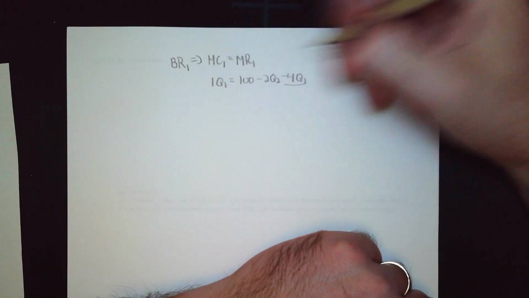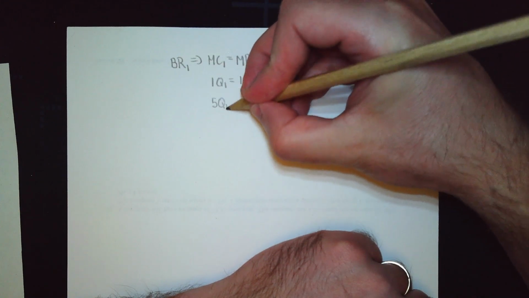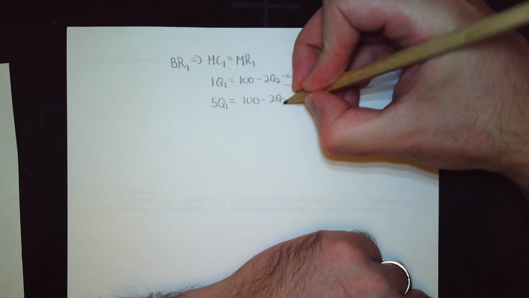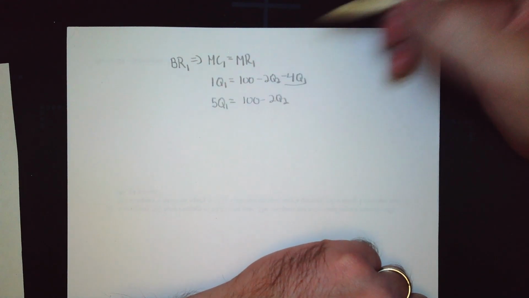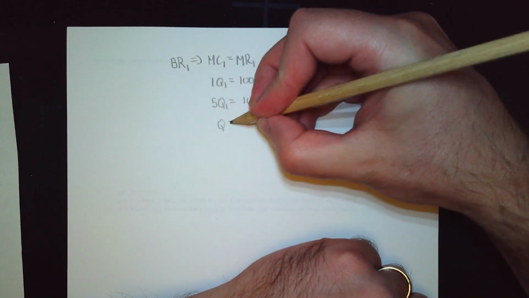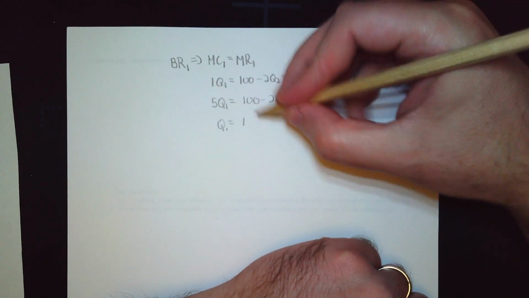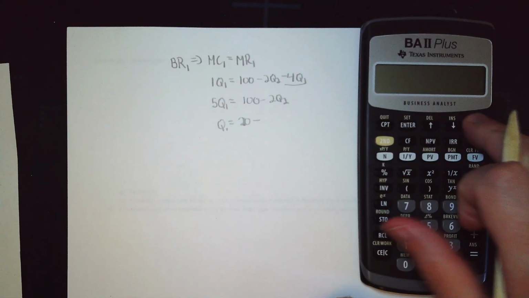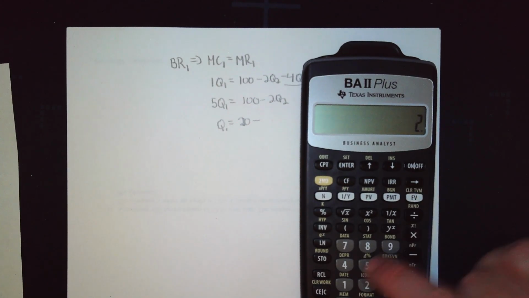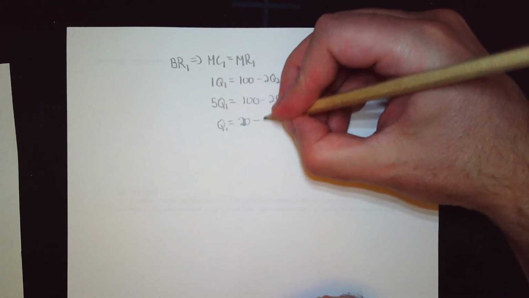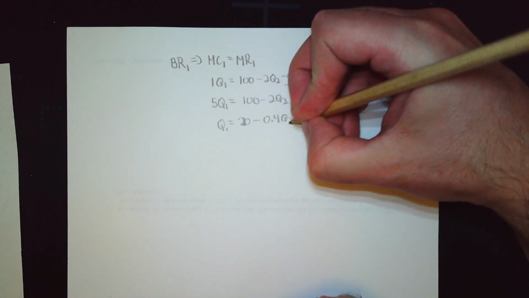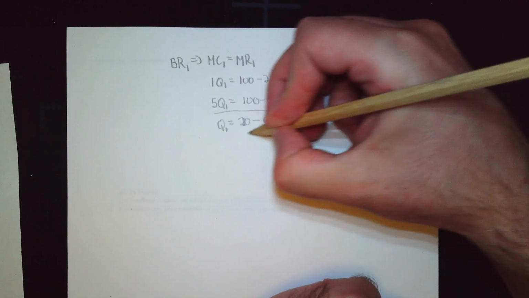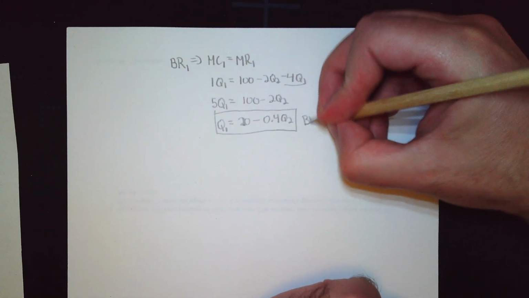I'm going to send this on the left-hand side. I'm going to get 5Q1 on the left-hand side is equal to 100 minus 2Q2. I want to solve for Q1, so I'll divide by 5 on both sides. 100 divided by 5 is just going to be 20. Minus 2 divided by 5 should be 0.4. This here is our best response function for firm 1.